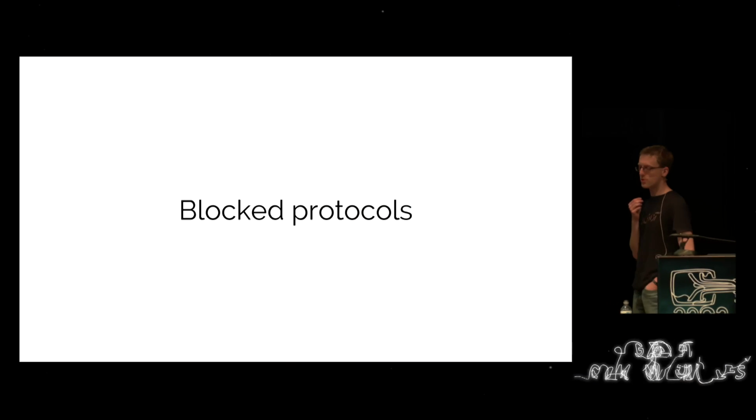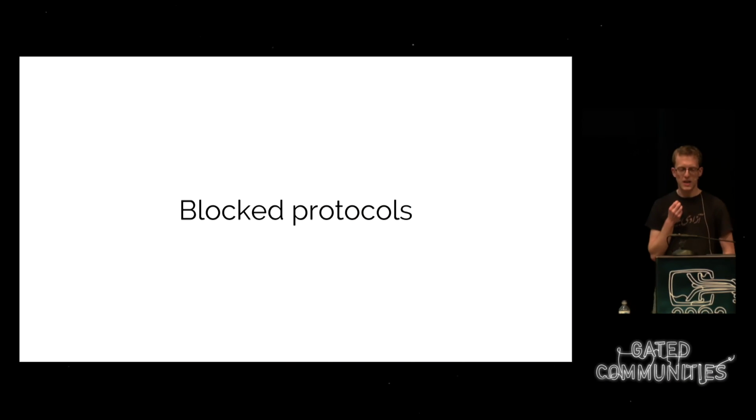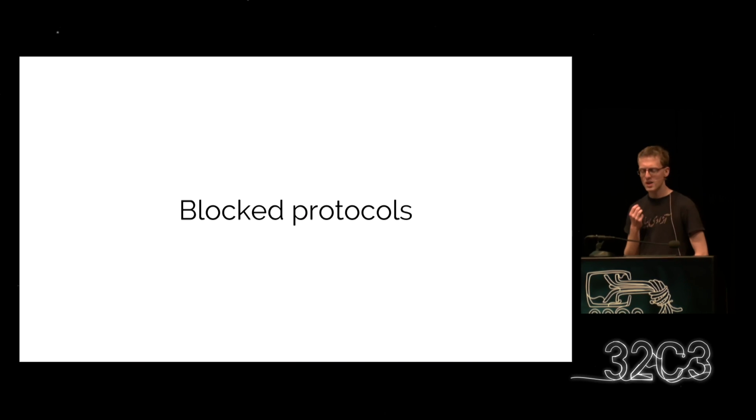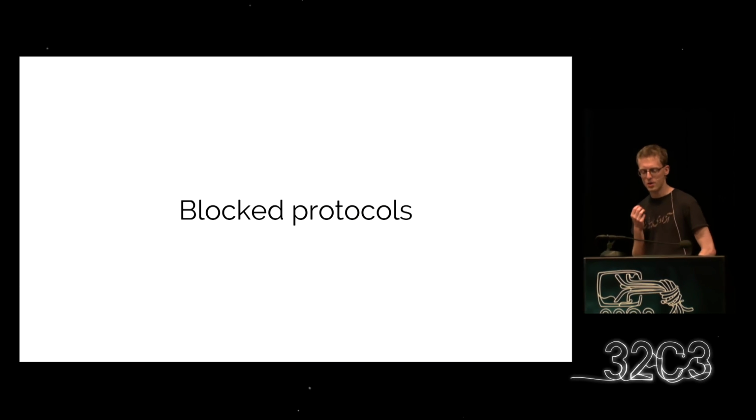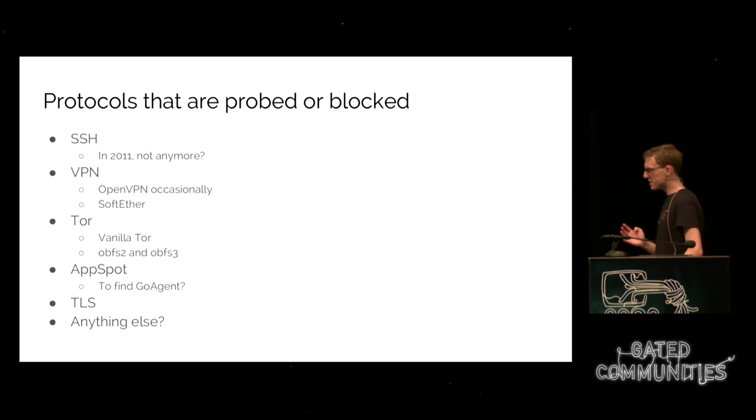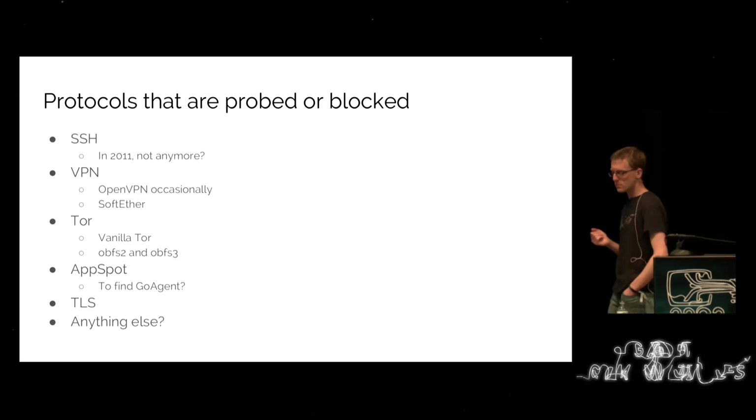All right, so much for the design of the system. And I only talked about Tor so far, simply because it was the most interesting example, since they put a lot of thought into that. But there are a lot of other protocols that are being probed by the firewall. And this is an incomplete list, right?